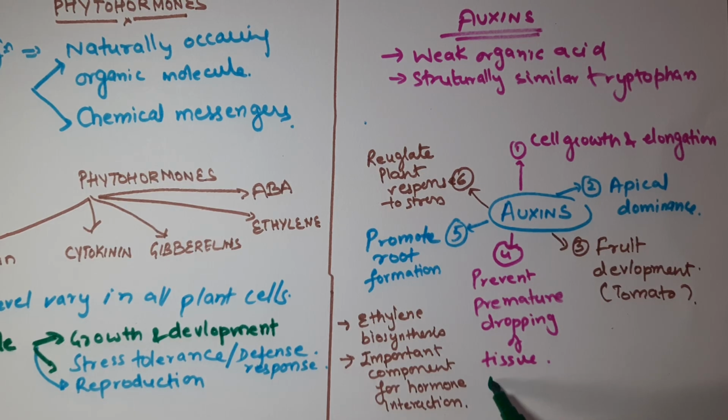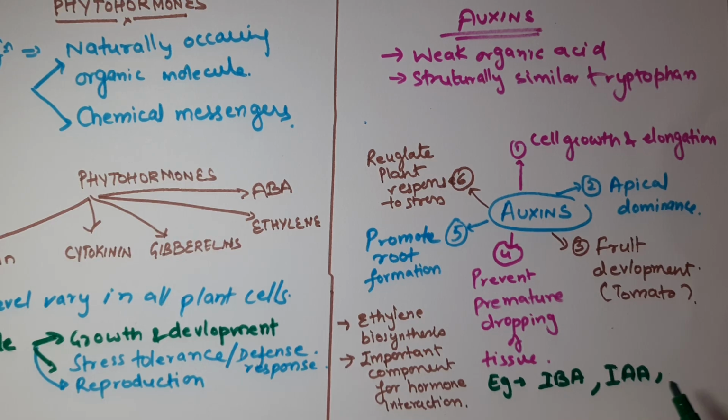Now we will talk about the examples. Examples are IBA, that is indole butyric acid. Then there is indole acetic acid. Then we have naphthalene acetic acid. Then 2,4-D, that is 2,4-dichlorophenoxyacetic acid. These are all auxins.